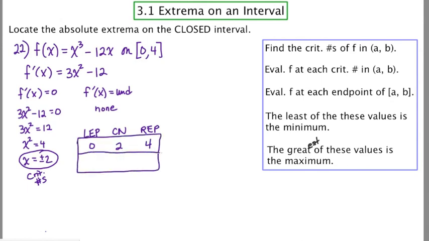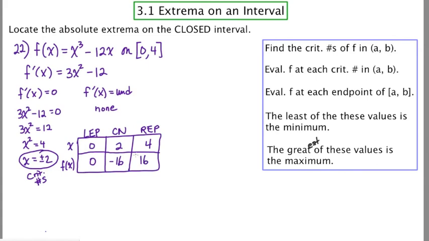Okay, so let's just set this up here. If I plug in 0 into the original function, the output is 0. If I plug in 2 into the original function, the output is -16. And if I put in 4 into the original function, the output is +16.